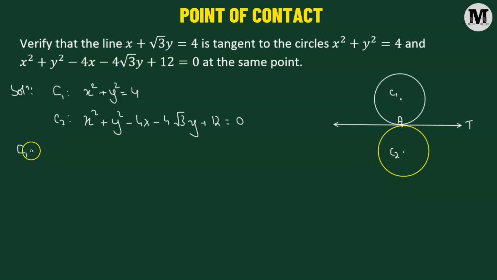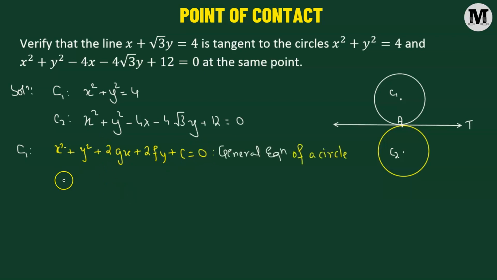We'll start with C1. Now we will use the general equation of a circle. The general equation of a circle is given by x squared plus y squared plus 2gx plus 2fy plus c equals 0. Now for the first circle, we have 2g equals 0, 2f equals 0, and the value of c equals negative 4. That gives us g equals 0, f equals 0 as well.